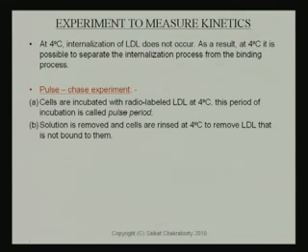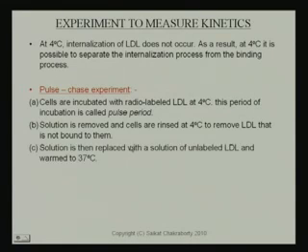Why do you rinse it? So that if there is any extra LDL which is not bound, but is swimming in the vicinity, it could be removed. Remember, the rinsing is not going to remove the bound LDL. The LDL that is bound to the receptor, rinsing is not going to remove that. So, rinsing ensures that everything that is free, all the free labeled LDL, is removed.